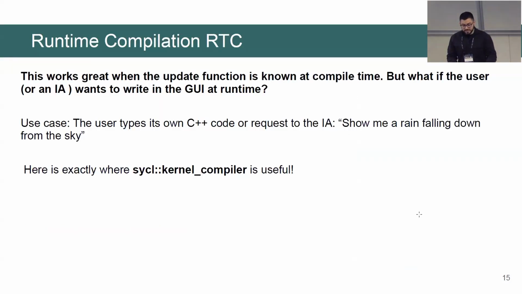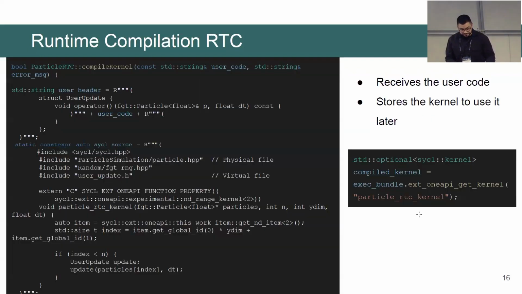So this is another use case. What if the user wants to write their own C++ code in the user interface? Or even better, what if the user wants to talk with their AI, that's Spanish, their AI. For example, what if the user wants to say to the AI, show me rain falling down from the sky? So that's exactly where the SYCL kernel compiler is very useful.